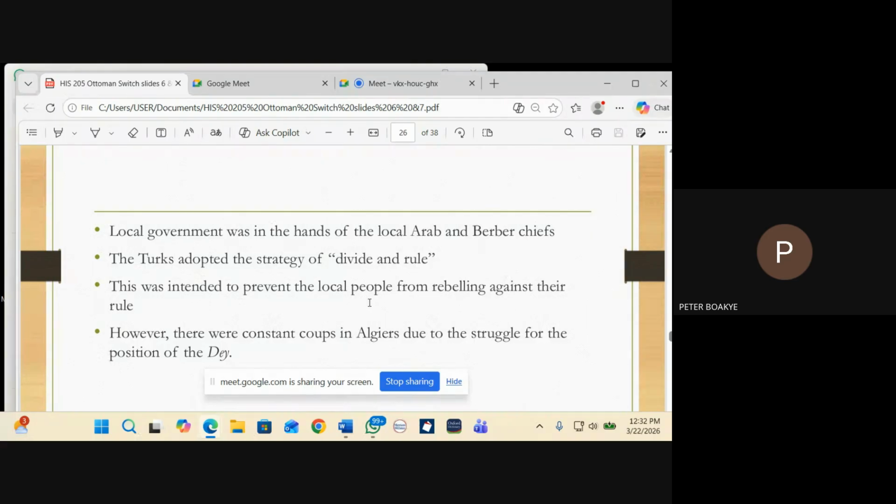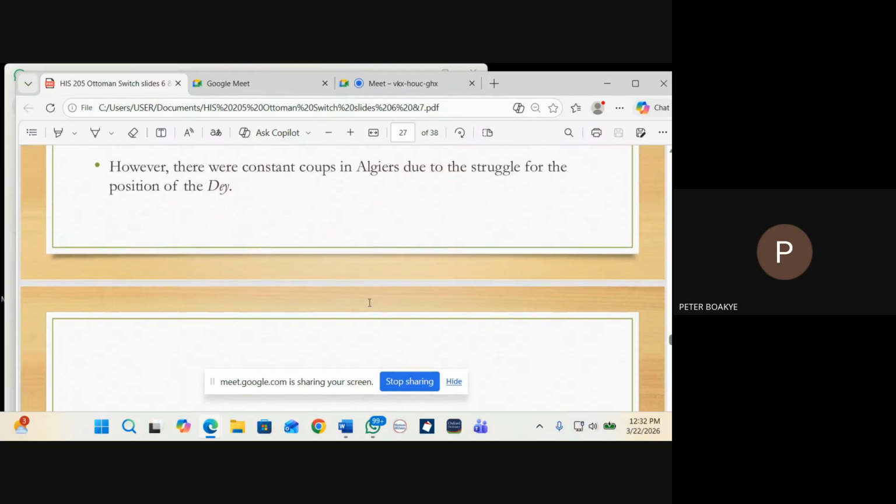So the Turks adopted the strategy of divide and rule. What was it? Think about the divide and rule. So this was intended to prevent the local people from rebelling against their rule. However, there were constant coups in Algeria due to the struggle for the position of the Dey.